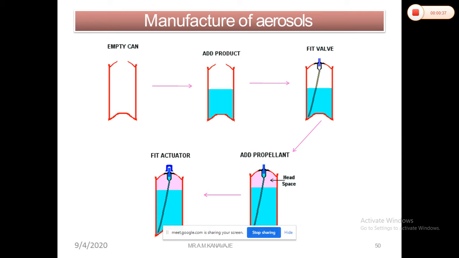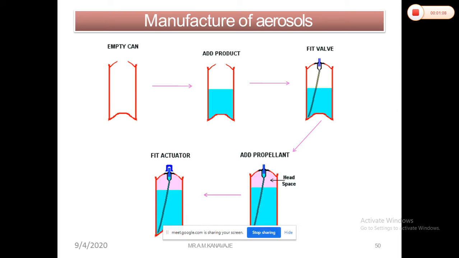If you see this particular slide, here you can easily identify the easiest method to manufacture the aerosols. In general, the manufacture of aerosol products takes place in two steps. First is manufacturing of the concentrate, and second is the addition of the propellant. If you see this particular slide, we can easily identify that.